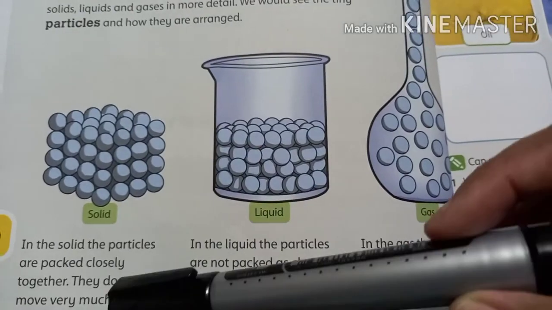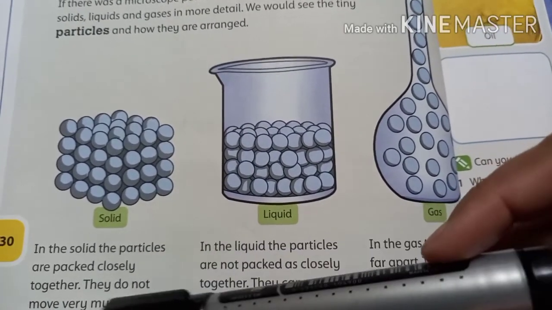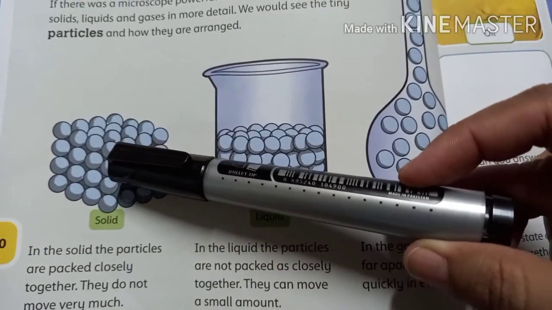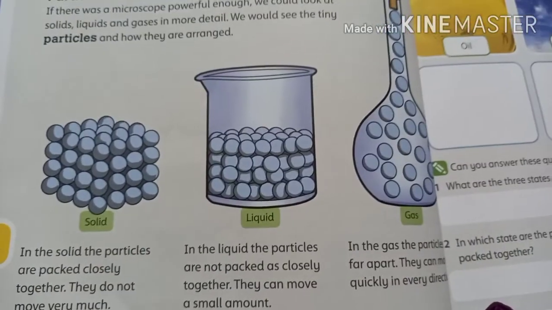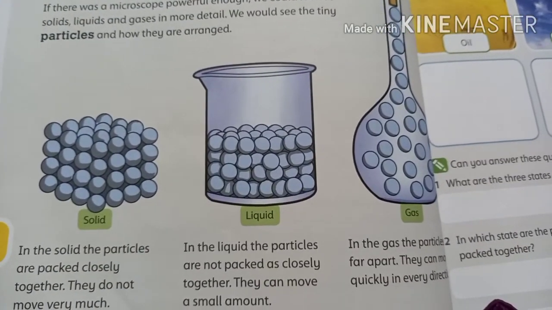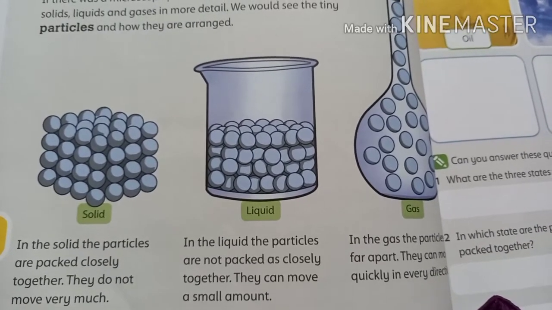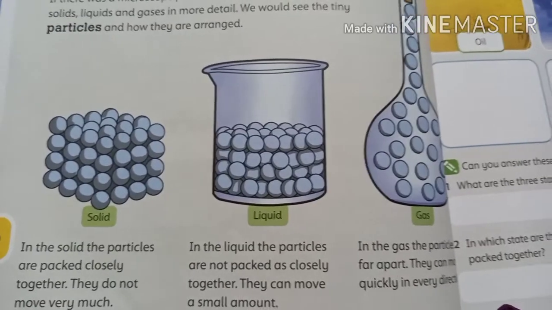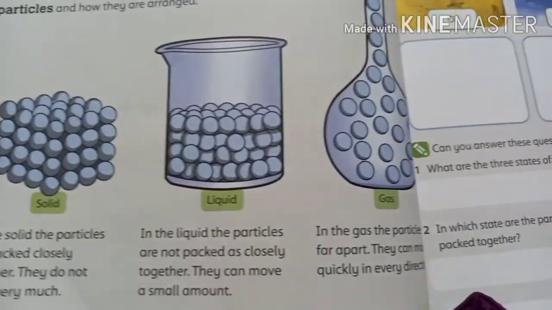In the solid, the particles are packed closely together. They do not move very much because they are closely packed. They are showing a strong friendship with each other, and that's why they are holding each other with a strong force, and they are fixed at one place. They are not able to move. That's why they make a definite shape and volume, and that's why solids have a definite shape and volume.